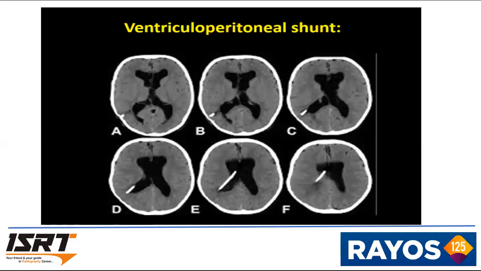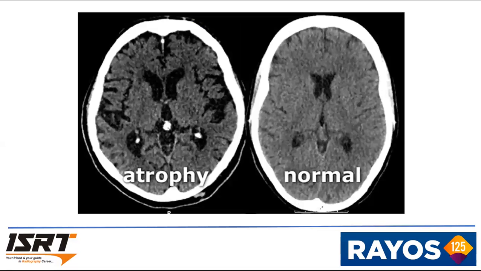Here you can see something put inside the lateral ventricles. It is a ventriculoperitoneal shunt to drain off the CSF in the hydrocephalus condition. Familiarize yourselves with such images. Here we can have two images with the same window settings, but you can appreciate atrophy and normal. You should know how to appreciate atrophy and a normal brain tissue.